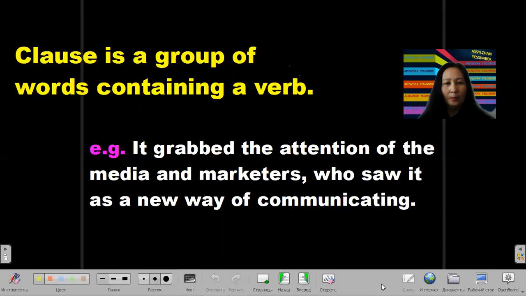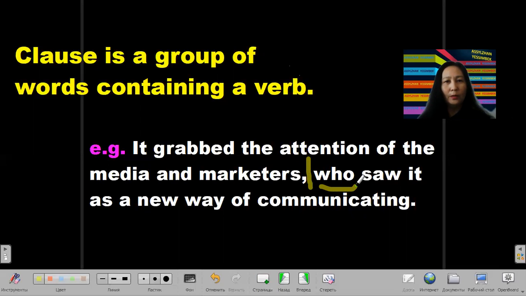Have a look at this example. It grabbed the attention of the media and marketers who saw it as a new way of communicating. So this whole sentence consists of two clauses. If I divide it, here we have two clauses. It grabbed the attention of the media and the marketers is one clause. Who saw it as a new way of communicating is another clause. As you see, the second clause starts with a relative pronoun, who. In this case, we can say that this is a relative clause.